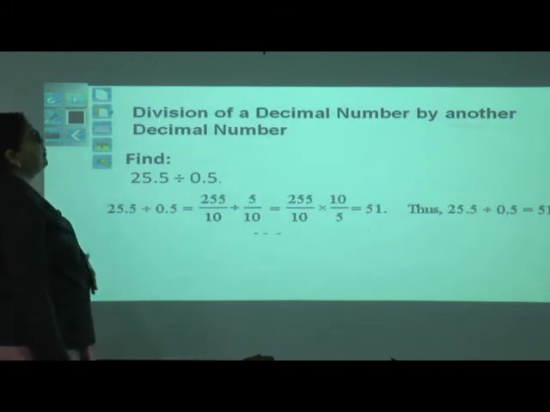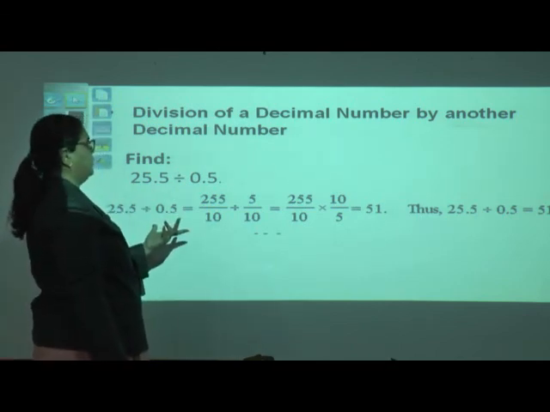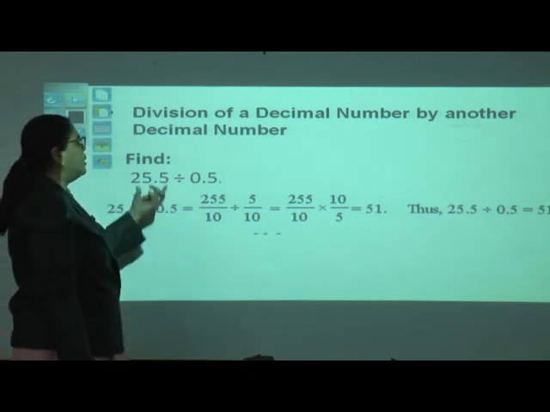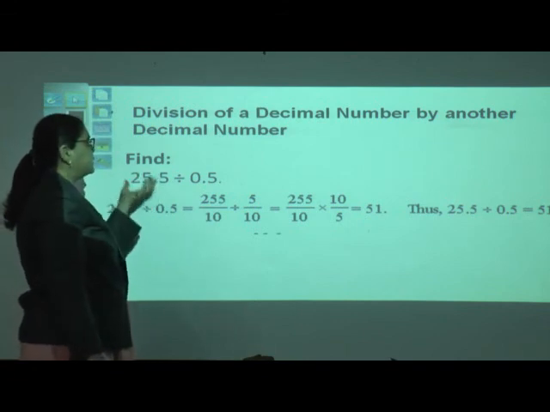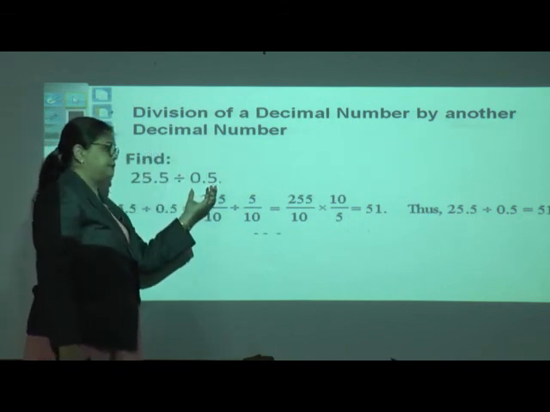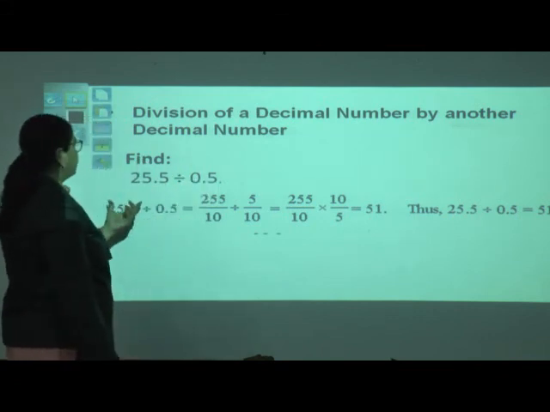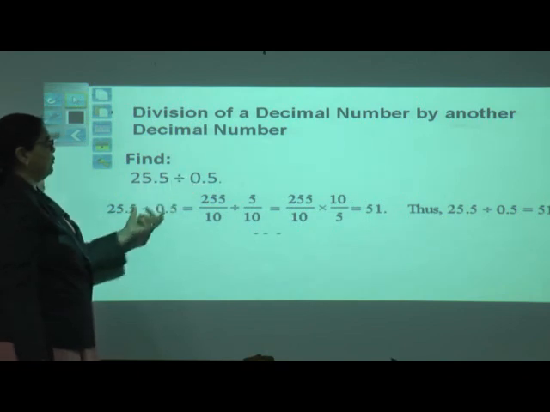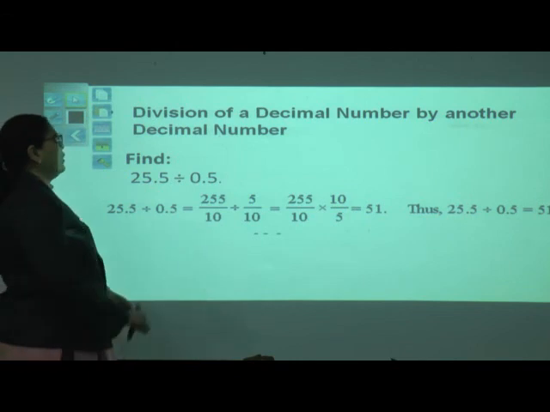Next we will see division of a decimal number by another decimal number. Previously we learned that a decimal number was divided by a whole number. Here a decimal is divided by a decimal, which is written in a horizontal way. We will write it first in the form of a fraction.